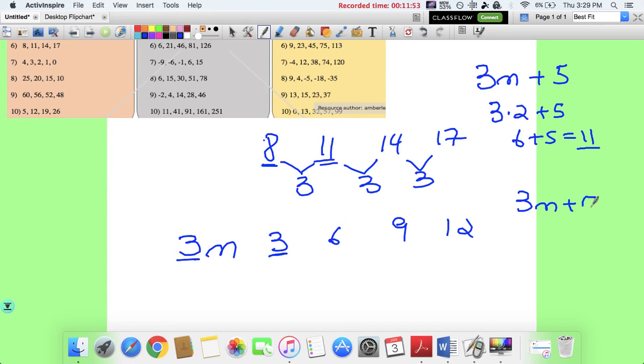So pick another one. 3n plus 5 is my sequence, so let's pick 5. I don't have 5. Let's pick 4. My fourth term should be 17. Let's see if that's true. So 3 times 4 plus 5. 3 times 4 is 12. Plus 5 is 17. So my fourth term is 17, and it matches.